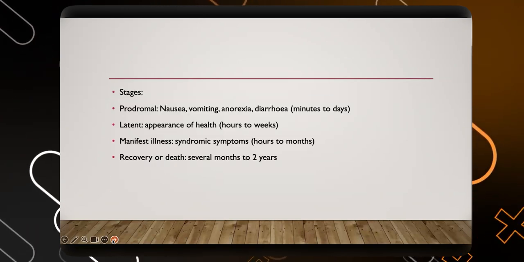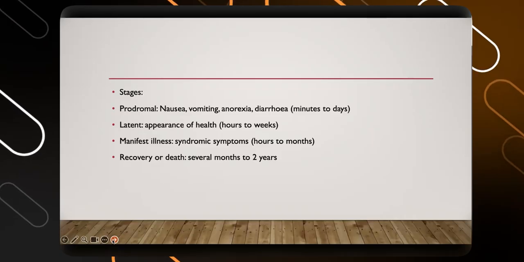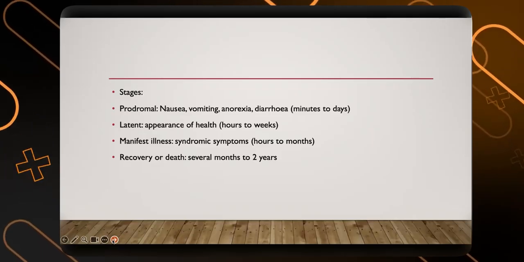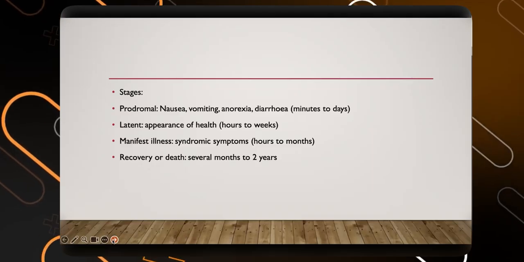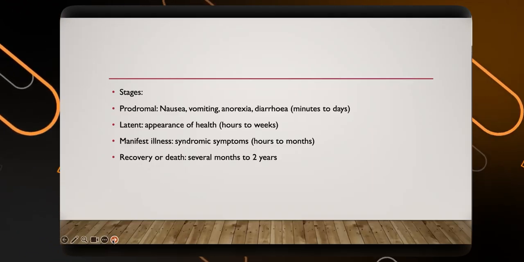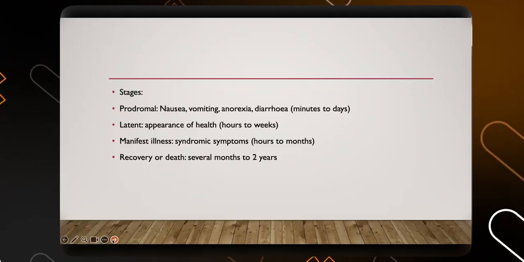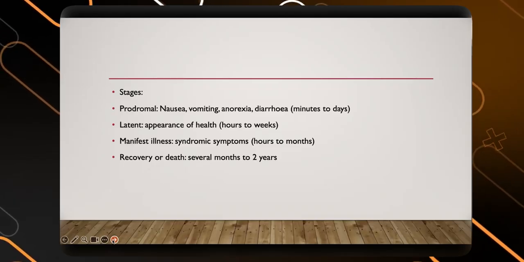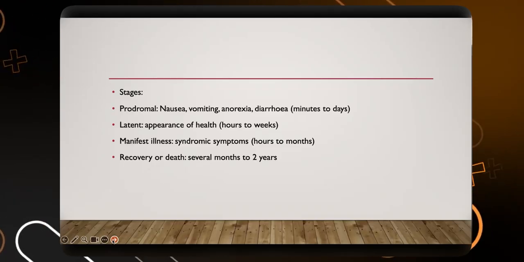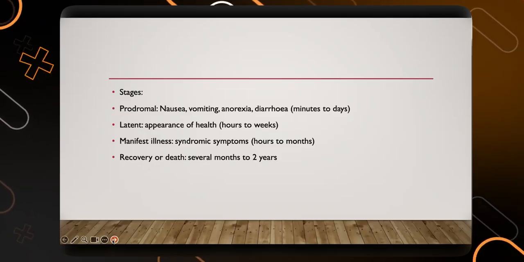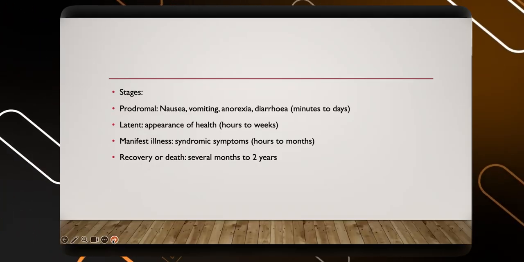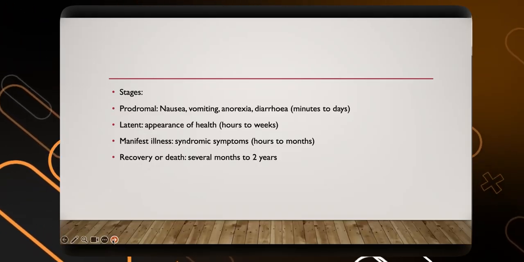What are the typical stages of acute radiation sickness? Usually starts with prodrome, which is nausea, vomiting, anorexia, diarrhea, which could last from minutes to days. Latent, that is appearance of health, hours to weeks. And then there's manifest illness, which is syndromic symptoms, hours to months, which is then followed by recovery or death, which typically the time ranges from several months to 2 years.